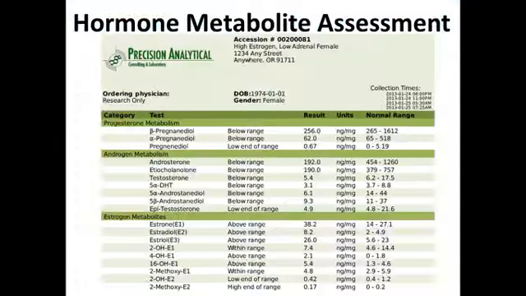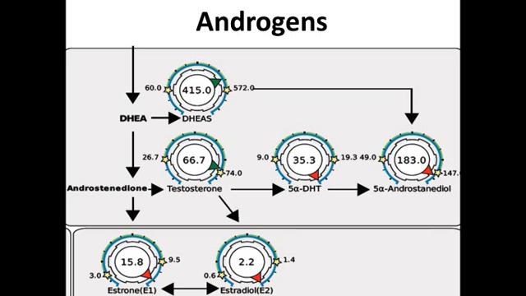On the hormone metabolite assessment on page 1 of your report, you will see a listing of androgen metabolites there in the middle of the page with the reference ranges and whether the results are below range, within range, or out of range. And then on page 2, you'll see the graphical representation of how those hormones look relative not only to the reference range but relative to each other as they sit in the hormonal cascade.